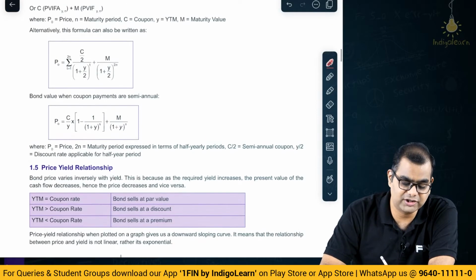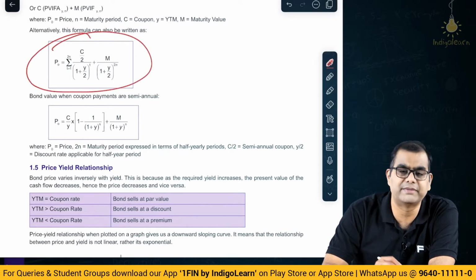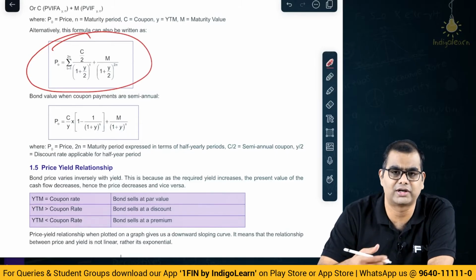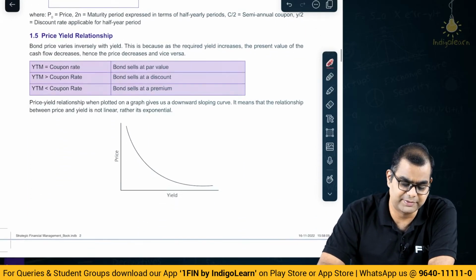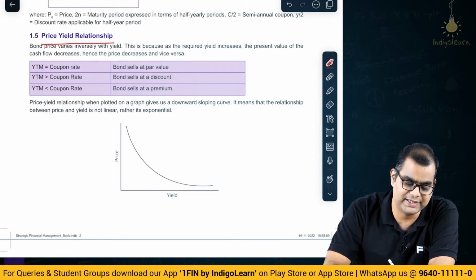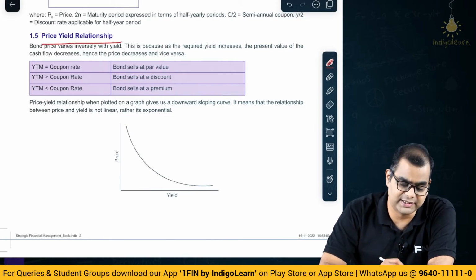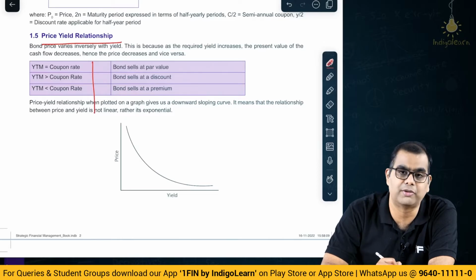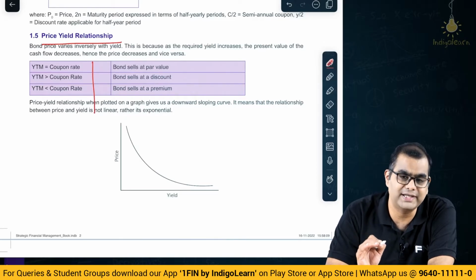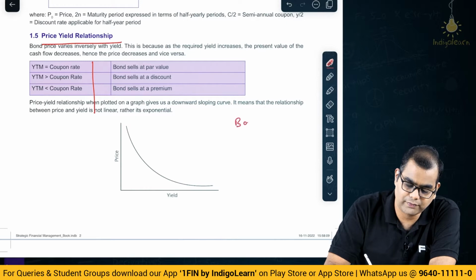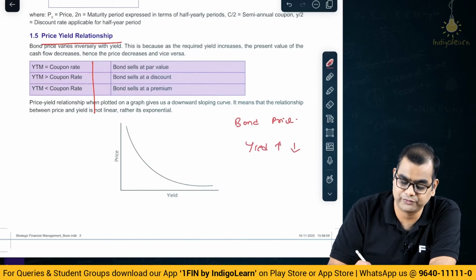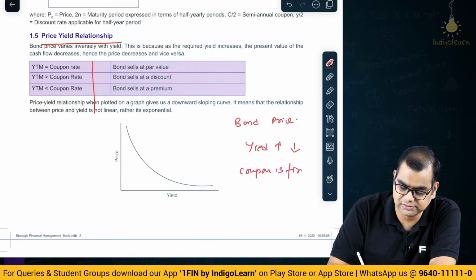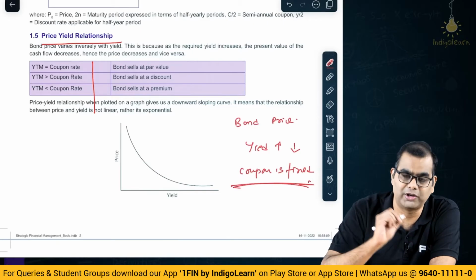So, friends, after having understood how bonds are to be priced when coupons are semi-annual, or not necessarily annual but quarterly or something like that, let us move to the next aspect, which is very critical for us to understand: the price-yield relationship. What is this price-yield relationship? It basically talks about what happens to the price of a bond when yield goes up or goes down, given that the coupon is fixed.